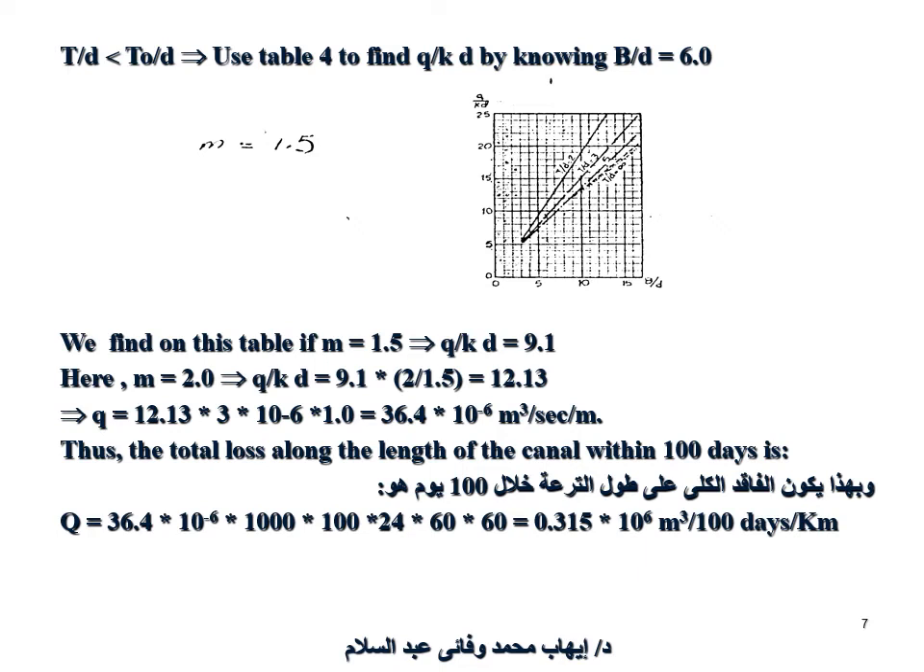By knowing B over D equals 6, we arrive that if M equal 1.5, Q over KD equal 9.1. Here, M equal 2, Q over K multiply D equal 12.13. Q small arrived to 36.4 times 10 under minus 6 cubic meter per second per meter. Thus, the total loss along the length of the canal within 100 days, we arrive thus Q equal 0.315 multiplied by 10 under 6 cubic meter per 100 days per kilometer.